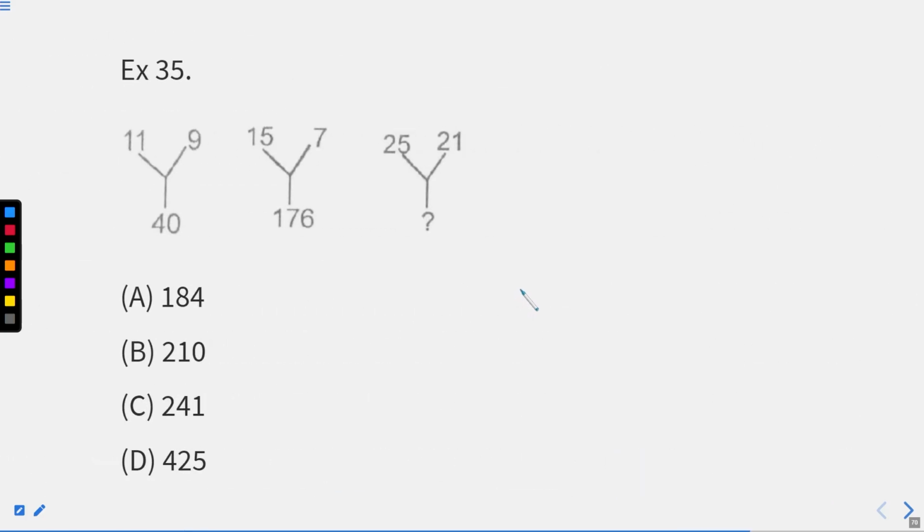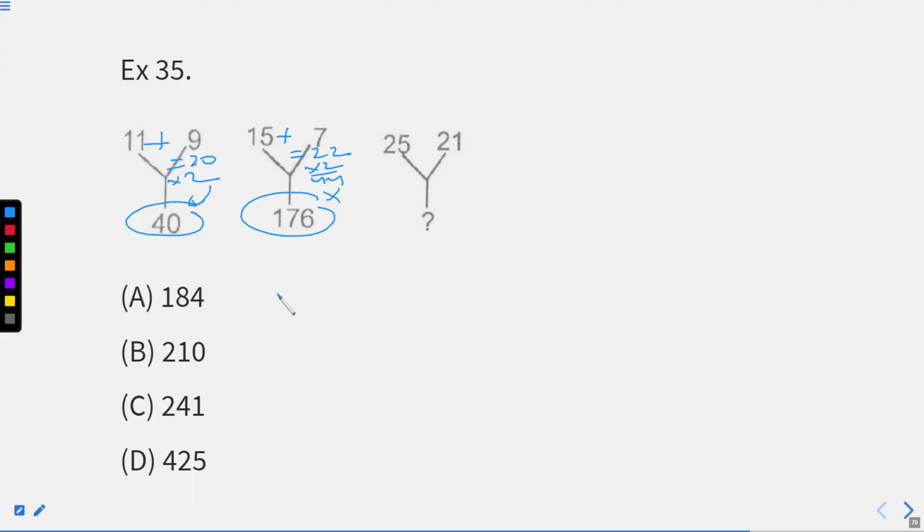Okay, another missing value. Now you need to figure out the relation. The first thought is, if we add 11 plus 9, we get 20, and if we multiply it by 2, we'll get 40. Oh my god, we are getting our answer. But what if this is not following the same? If we add 15 plus 7, we get 22, but 22 multiplied by 2 is 44, which is not the correct answer. We need to figure out something else.